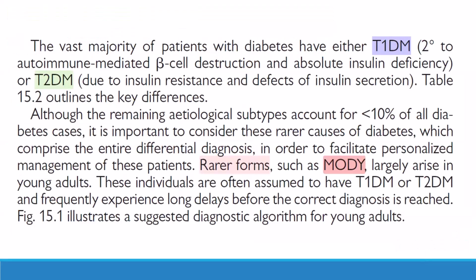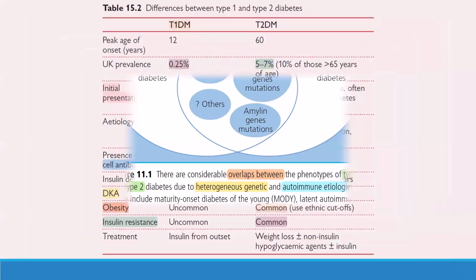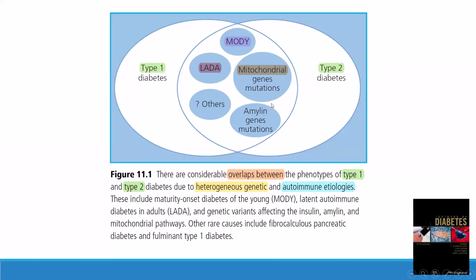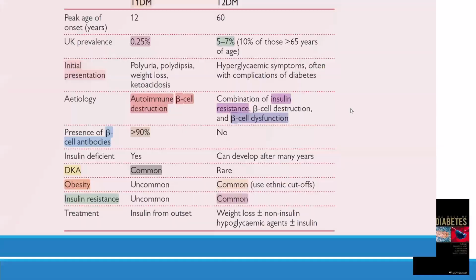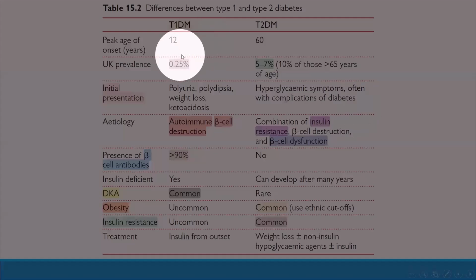Don't forget that we have type 1, type 2, and MODY diabetes mellitus. We have different forms of diabetes mellitus: type 1, type 2, MODY, LADA, mitochondrial, amylin gene mutation, and other forms. This is very, very important. And don't forget that MODY, LADA, and mitochondrial diabetes may overlap between type 1 and type 2. So it is very important in the final exam to differentiate between type 1, type 2, and other forms of diabetes mellitus.